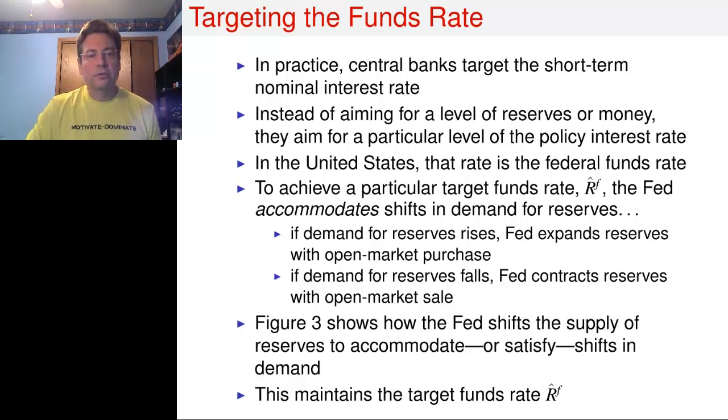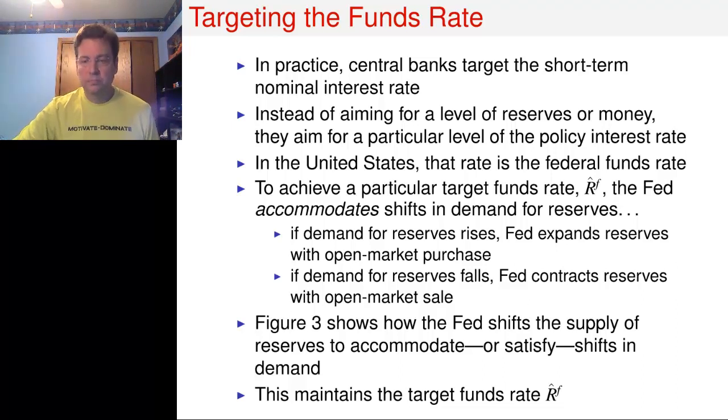So let's talk in practical terms about how central banks or the Federal Reserve actually target the short-term nominal interest rate. The way central banks go about pursuing policy these days is they announce a target for the interest rate that they want to hit. And in order to hit that target, what the central bank does is it just accommodates fully whatever shifts occur in the demand for bank reserves.